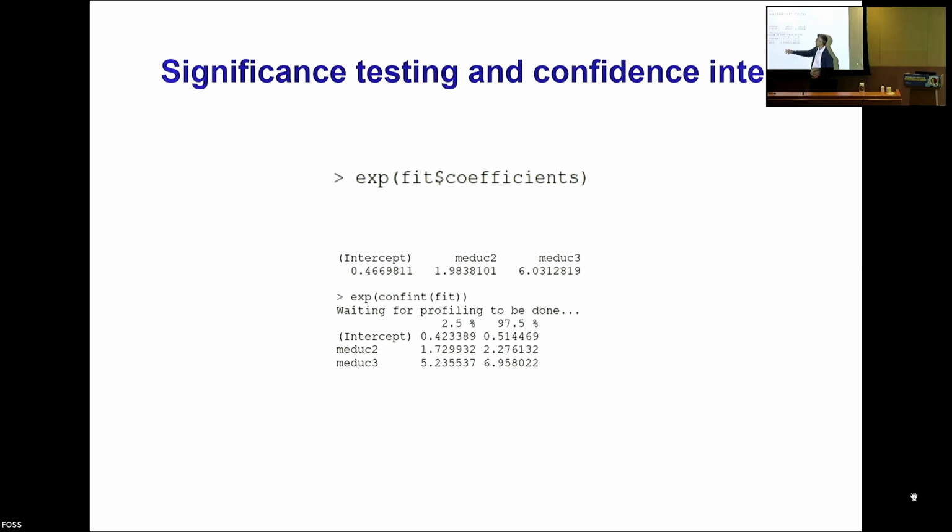Taking the exponent gives us the confidence intervals around, say, 1.98. The lower confidence interval is 1.72. The upper confidence interval is 2.27. And for mothers with secondary level education, the lower confidence interval is 5.23, and the upper confidence interval is 6.95. This also illustrates something about logistic regression models: the 95% confidence intervals for the odds ratios are not symmetric. They're not equally spaced. They are equally spaced, symmetric, around the logits.